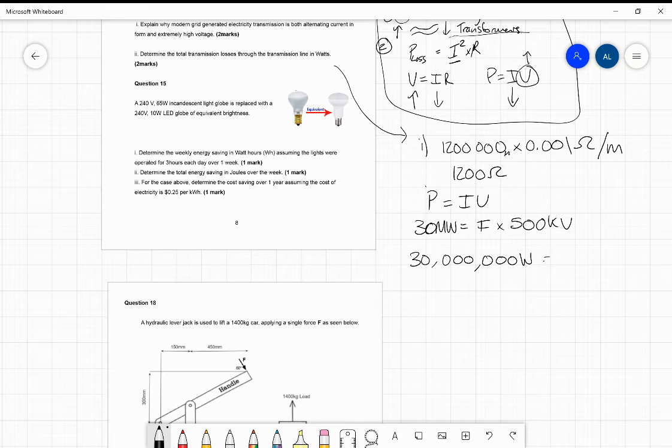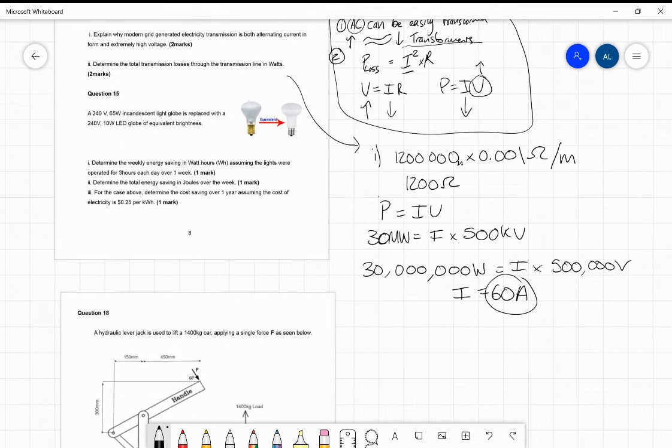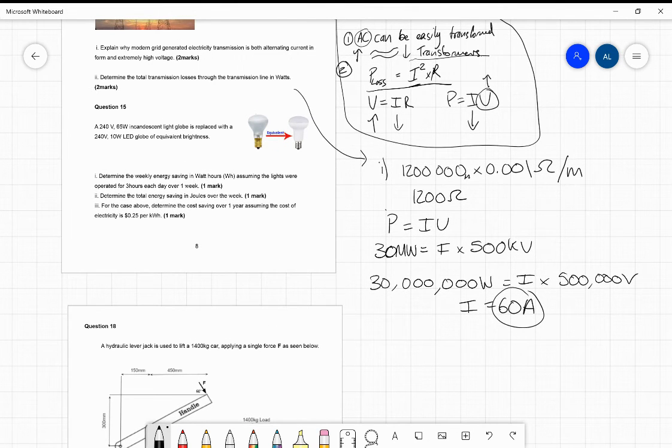Watts equals current times 500 volts. Makes it a bit simpler, and therefore I know that the current flowing through these wires is 60 amps. Okay? If we've got 60 amps here, what we really need to know is how much are we losing in these wires? Remember this formula here? That's what we're going to refer to.